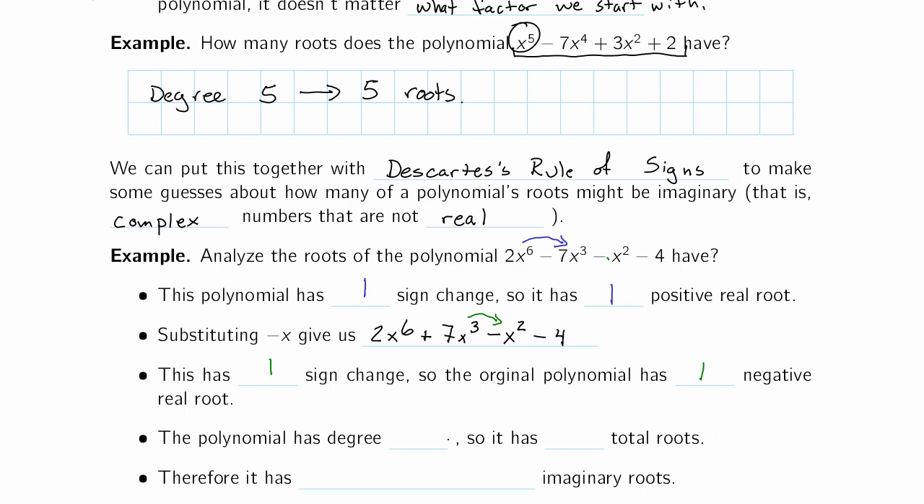On the other hand, our polynomial has degree 6, so it has 6 roots total. 1 of them is real and positive. 1 of them is real and negative. 0 is not a root because x is not a factor. So that means we have 4 imaginary roots. And we can know that. We can know that we're going to have 4 imaginary roots to this thing without doing any algebra at all, just by counting things, which is pretty neat.